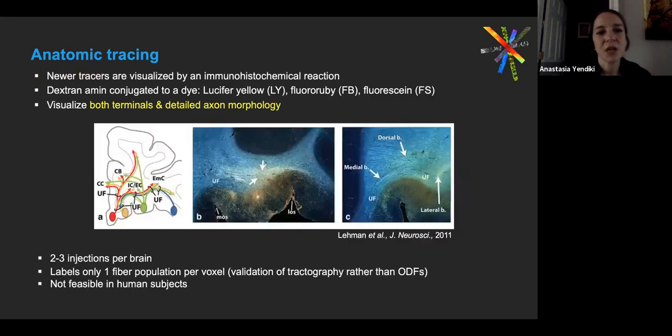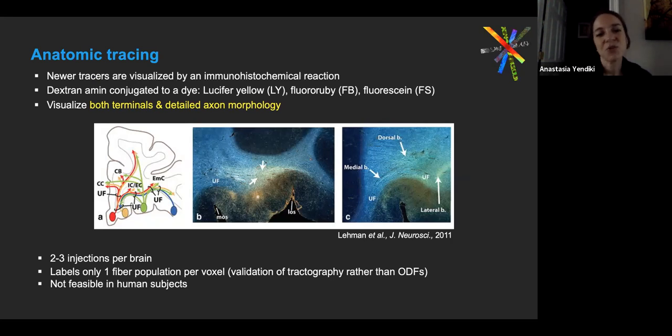Newer tracers that are visualized by an immunohistochemical reaction, and some examples are shown here, lucifer yellow, fluororuby, etc., allow us to visualize both the terminals as well as detailed axon morphology. So some of the older tracers showed only the terminals, and so could only be used to validate the connectivity matrix, what is connected to what. But these types of tracers allow us to follow the axons from the injection site to all their terminations.